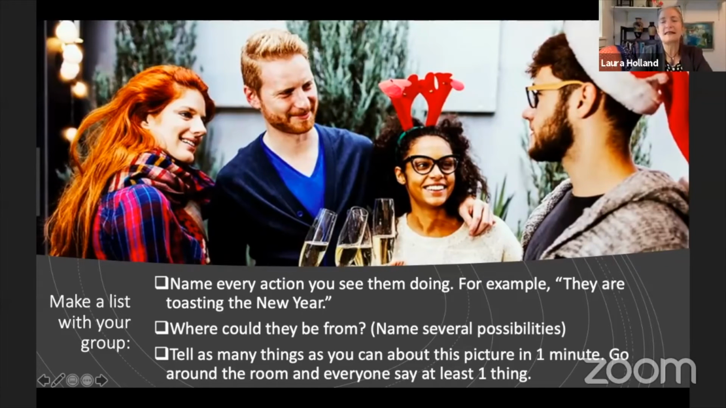So one of my classes decided, okay, these two are boyfriend and girlfriend because of the way he's got his arm around her. But then they decided that these two were brother and sister, and these two were brother and sister, but these two were maybe meeting each other for the first time. And they had it all worked out. This one picture got them thinking and talking. And it was really fun. We had a blast with this picture.